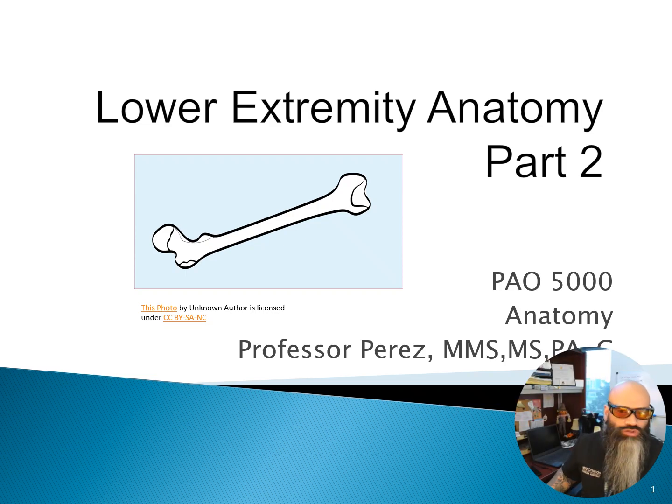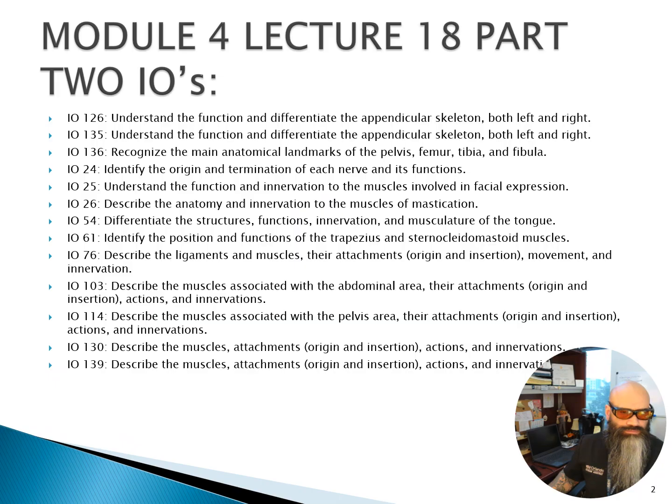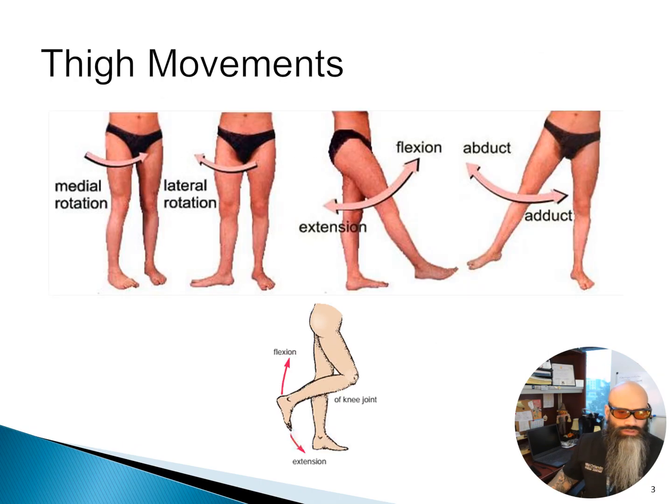Okay, we're beginning the lower extremity part 2 lecture for anatomy class. These are your thigh movements that occur at the hip joint. Medial rotation will be the same as internal rotation. Lateral rotation will be the same thing as external rotation. You see how the positioning of that lower extremity is.